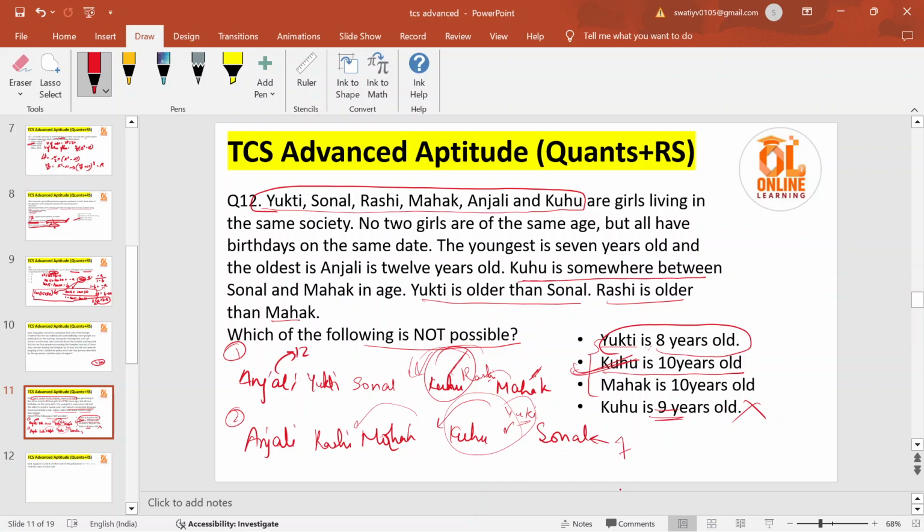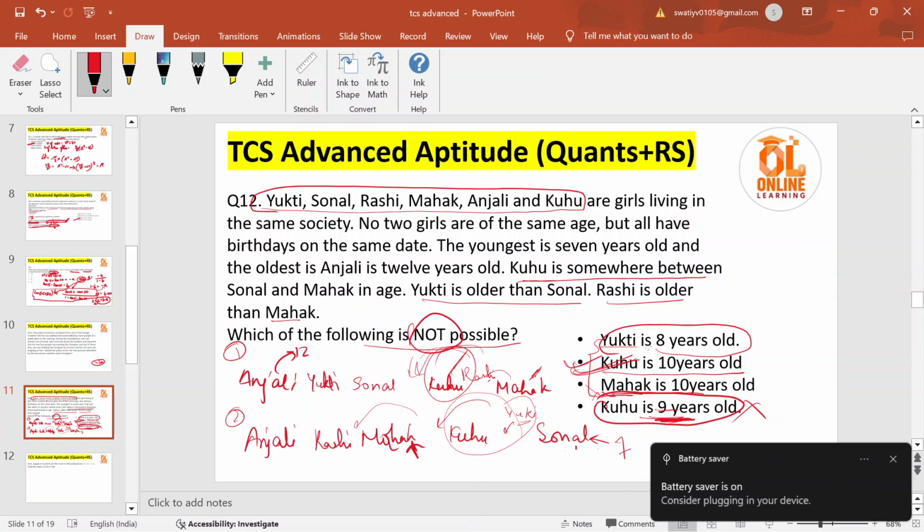So I will check other conditions also. This condition itself gets cancelled, because Kuhu is 9 years old, that is true, but they are asking which is not possible. So we'll see option C, Mehak is 10 years old. If we take this condition, that means 7, 8, 9, 10, in this condition Mehak can be 10 years old, it means that this is also wrong. So only option B is the correct answer.